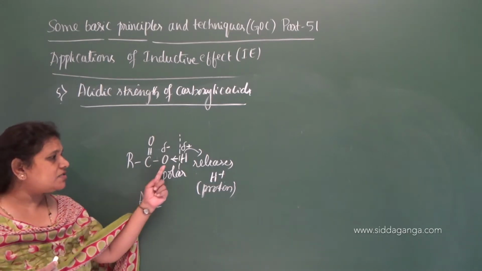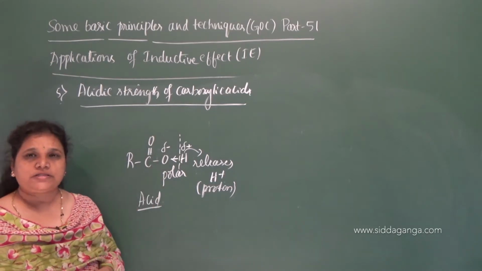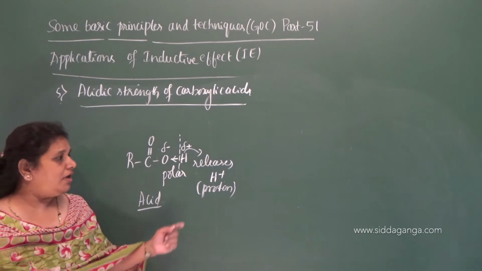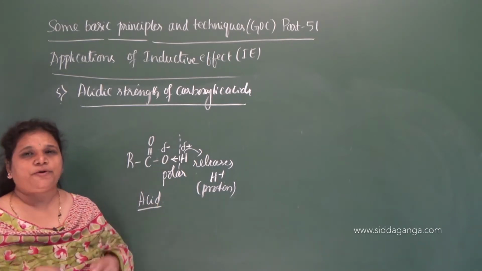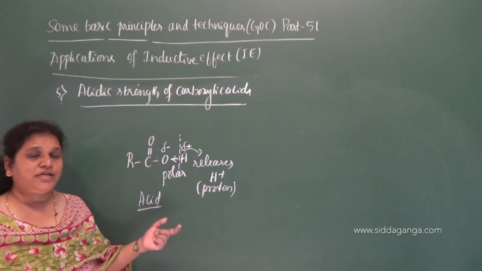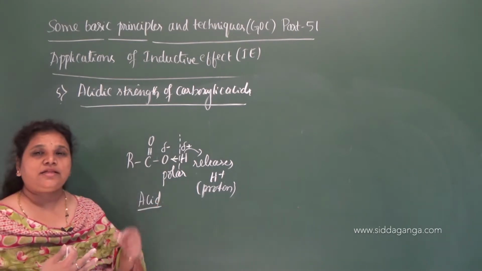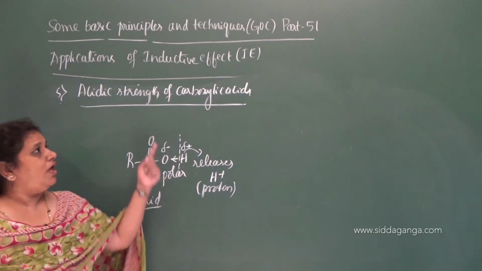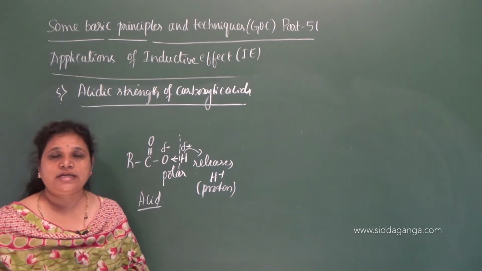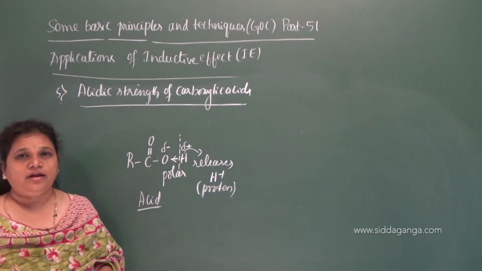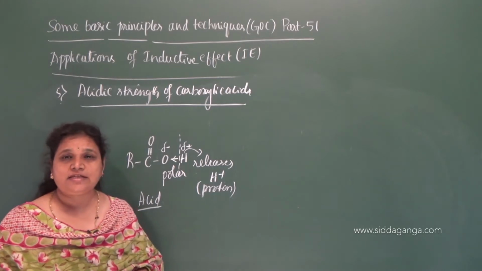But the acidic strength of this carboxylic acid depends on the tendency to release the proton. When the tendency to release the proton is more, then the acidic strength also increases. So acidic strength of carboxylic acid depends on which factor? Tendency to release the proton.